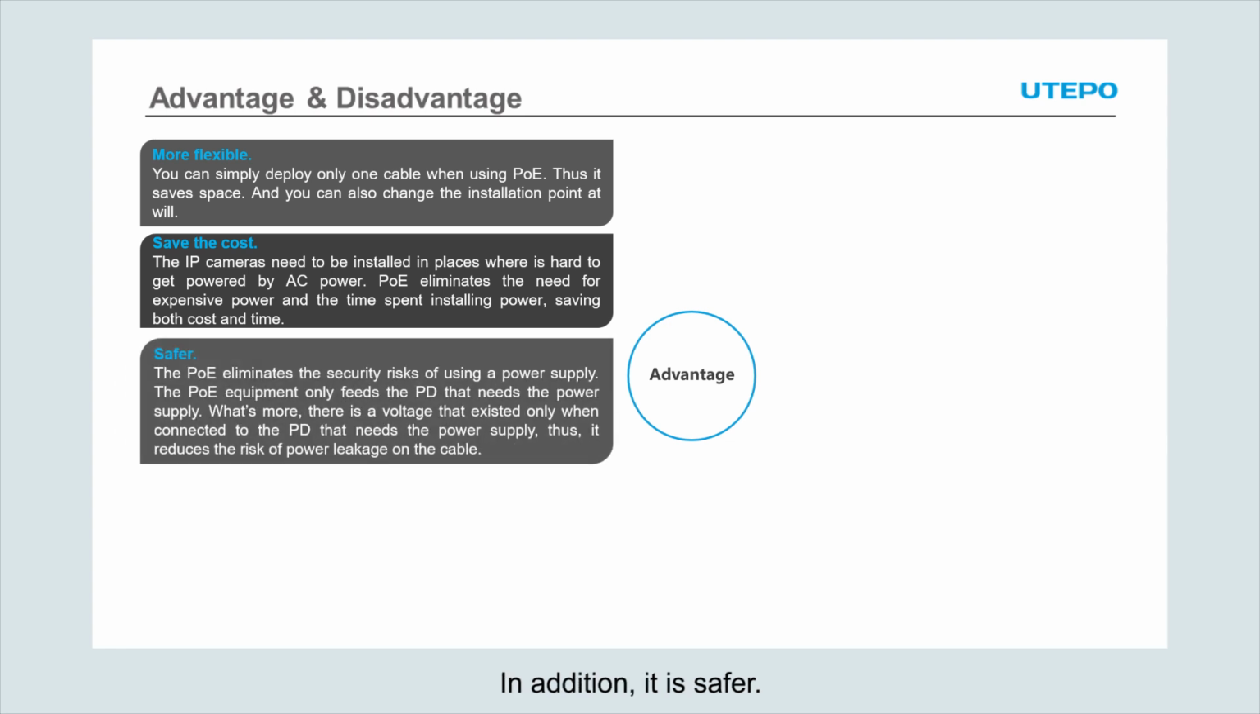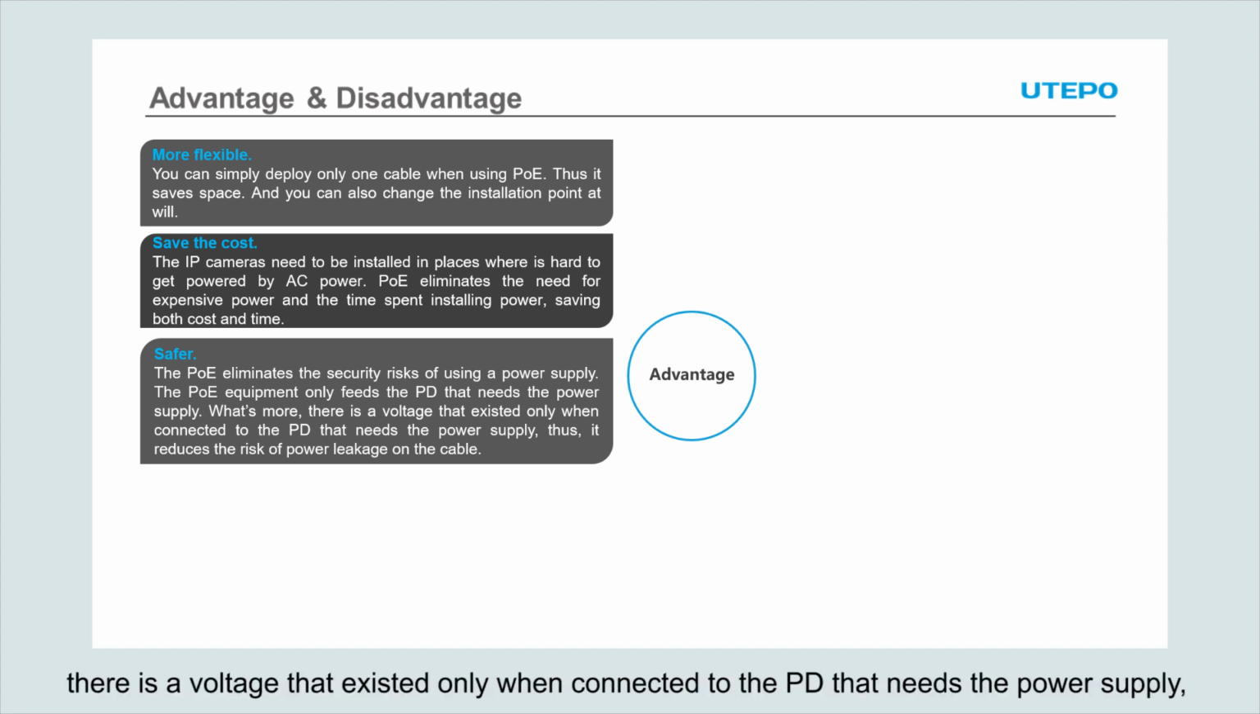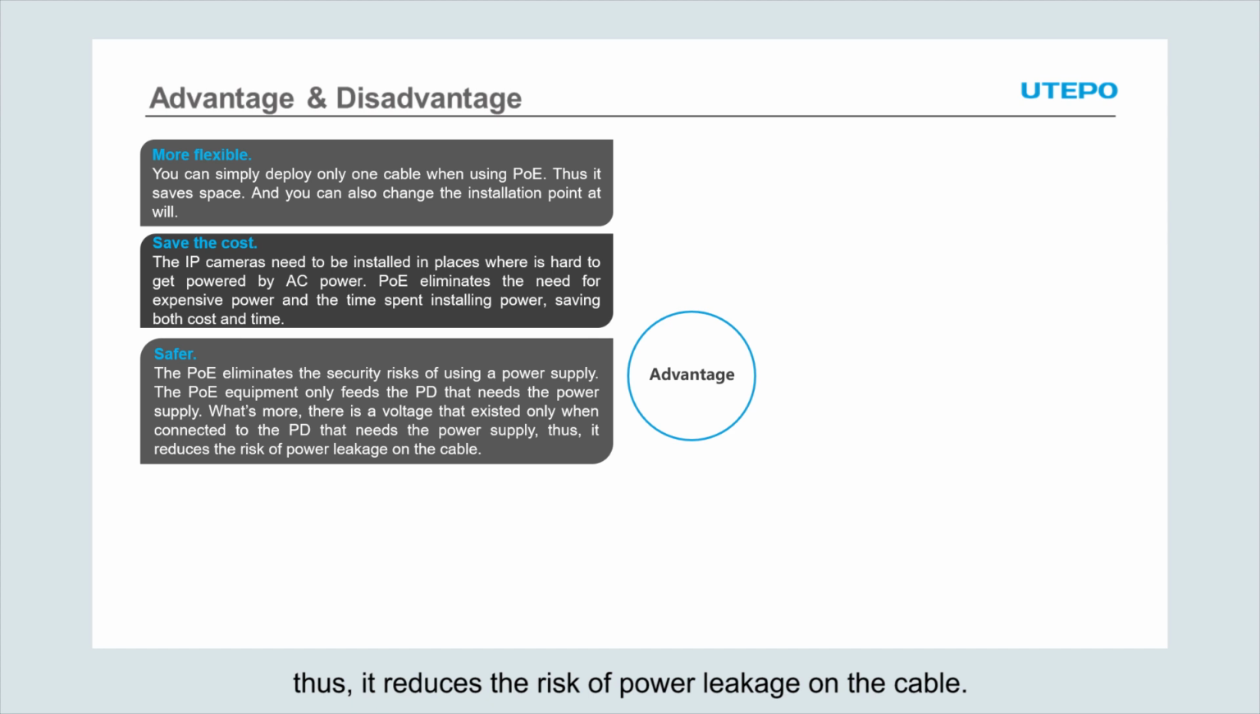In addition, it's safer. PoE eliminates the security risks of using a power supply. The PoE equipment only feeds the PD that needs the power supply. What's more, there is a voltage only when connected to the PD that needs the power supply. Thus, it reduces the risk of power leakage on the cable.